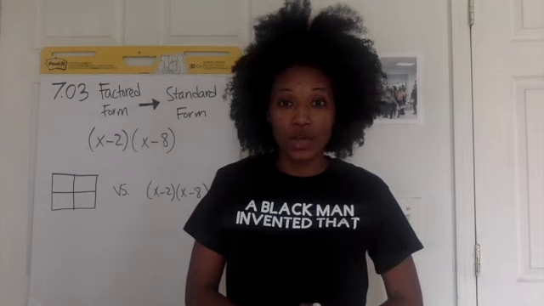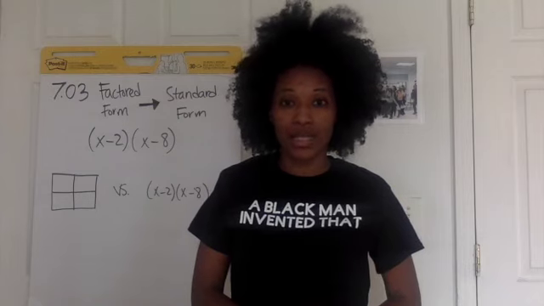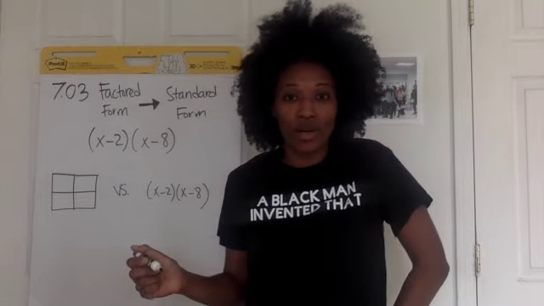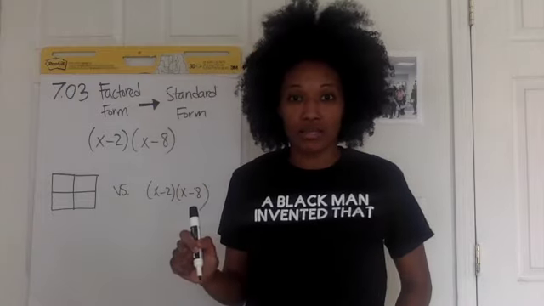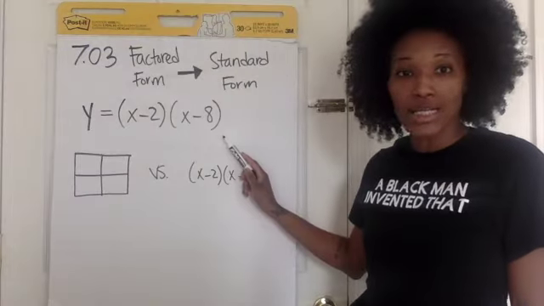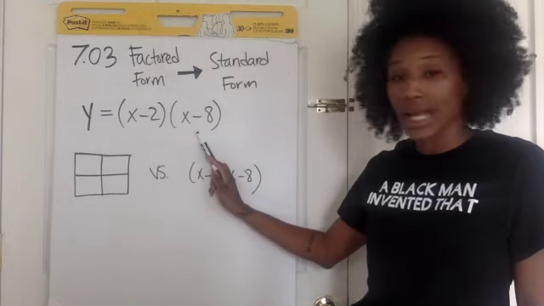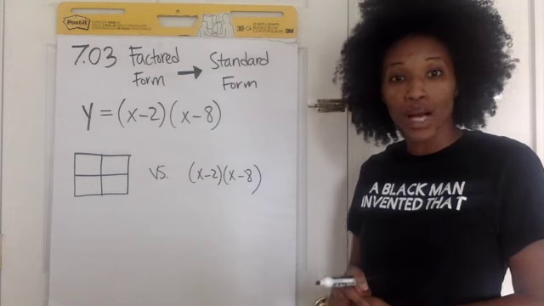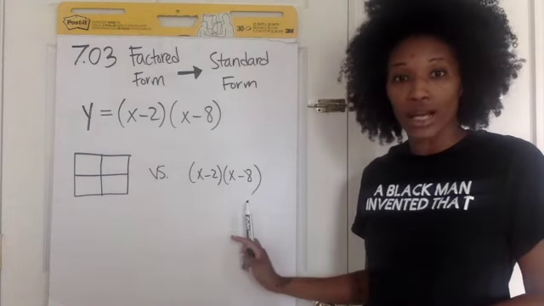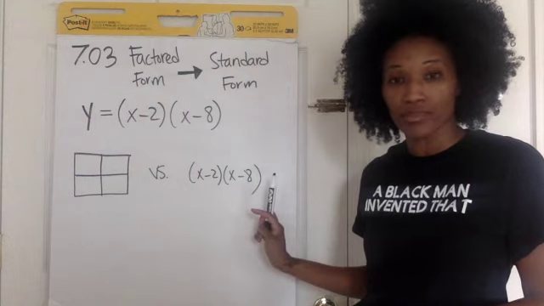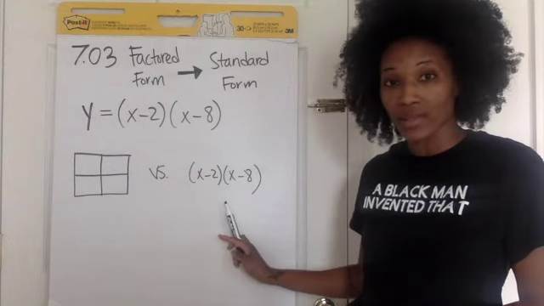We are going to continue converting between factored form and standard form. This time there's going to be negative signs inside of our parentheses instead of positive signs. So looking at our example, we have y equals x minus 2 times x minus 8. I'm going to show you how you can use the box method or the arrow method to convert this factored form equation to standard form. I'm going to start here with the arrow method.